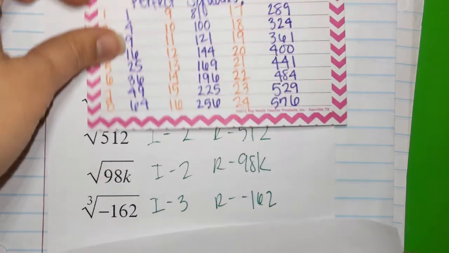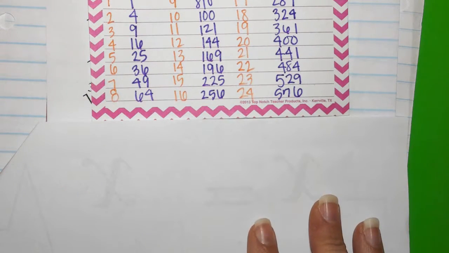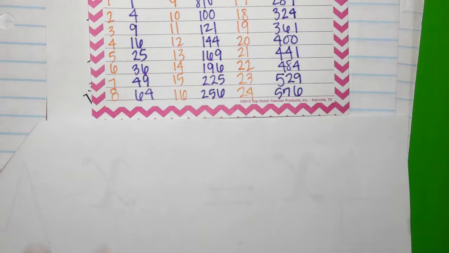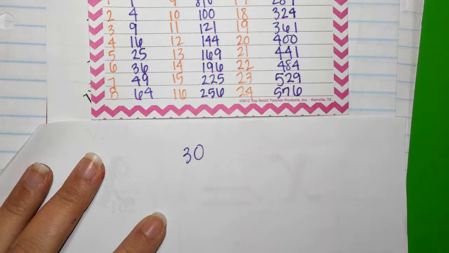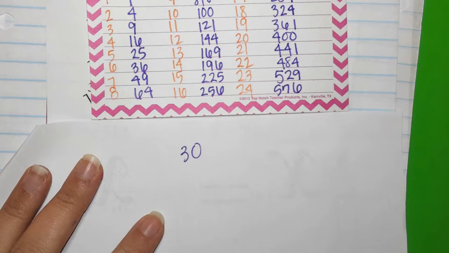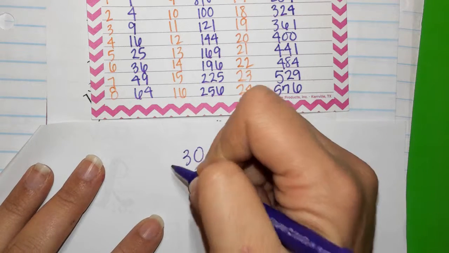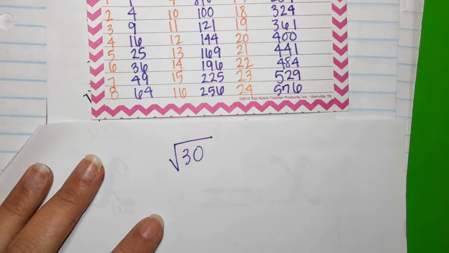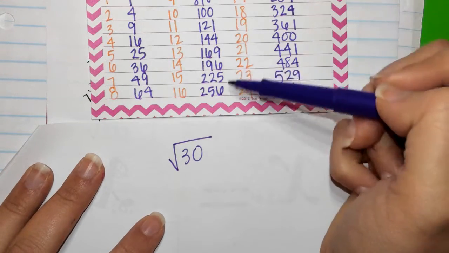Okay. So if I give you 30. Is there a perfect square that goes into 30? If I said the square root of 30.